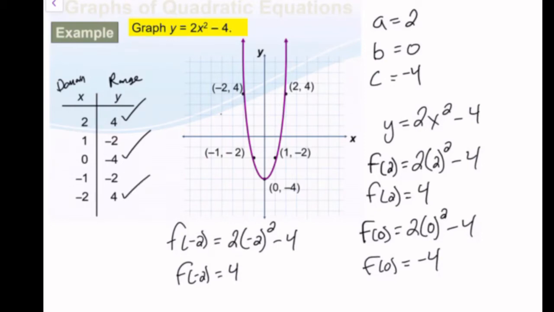Again, as we learned, when a is positive number 2, our parabola opens up in the up direction. The graph checks. And our vertex is a minimum, the lowest point of the parabola. And let's take a look where that is. That is at the point 0, -4. And the axis of symmetry would be again the y-axis, or in equation form, x equals 0.